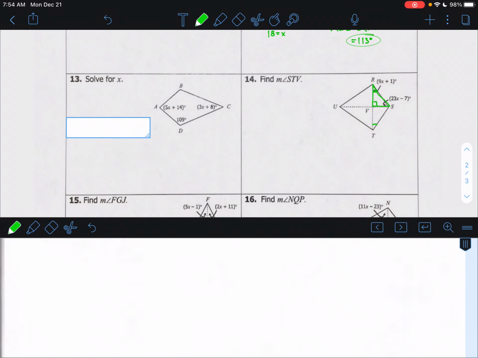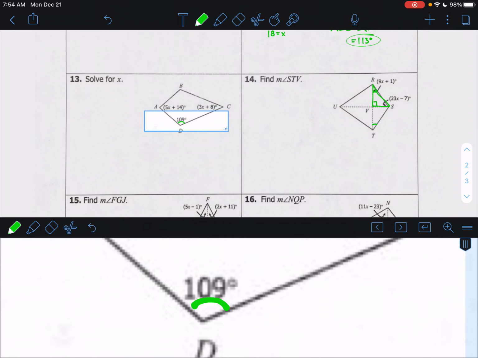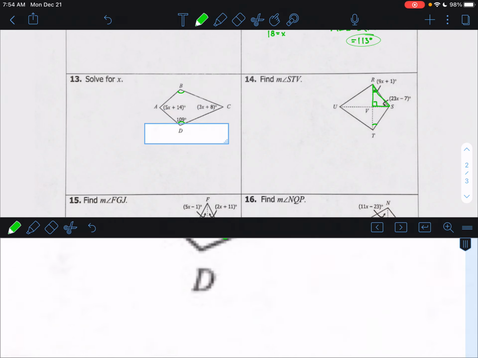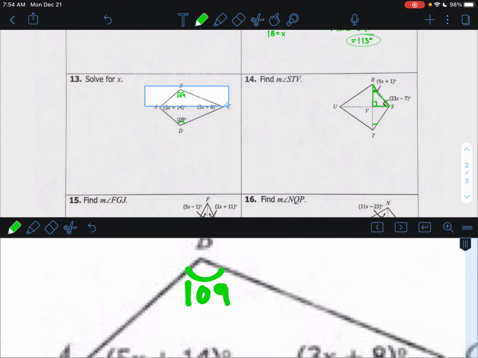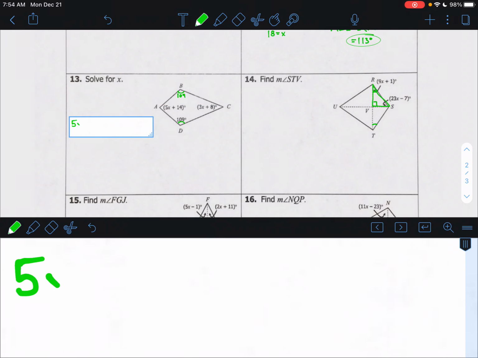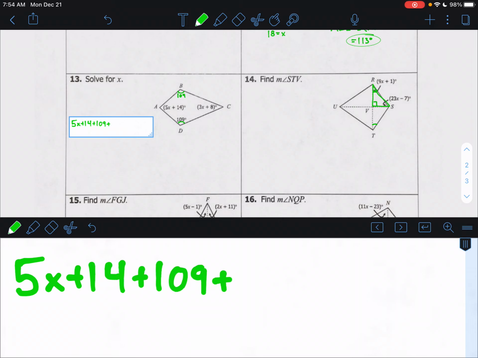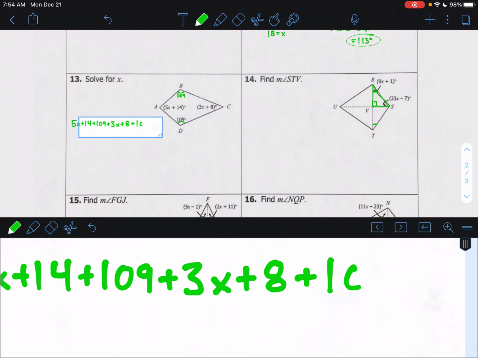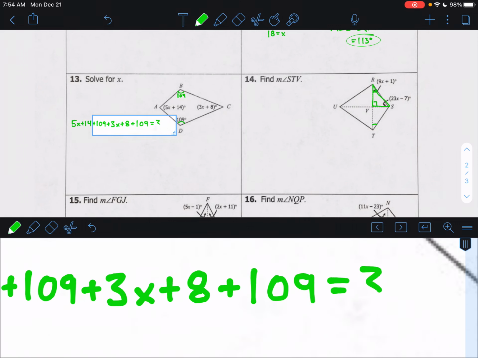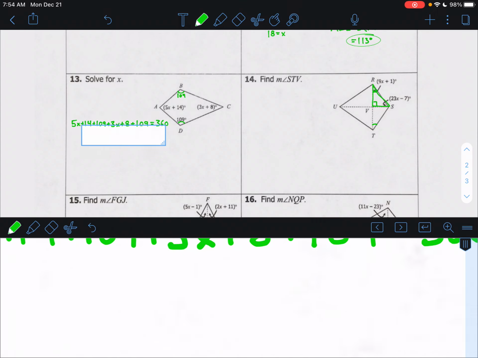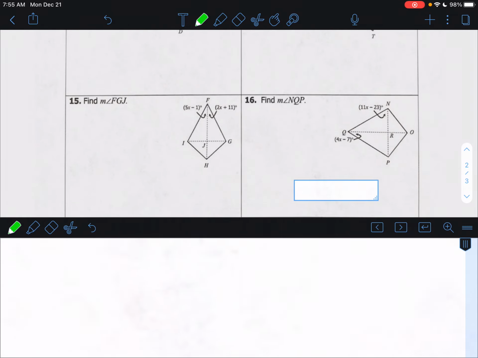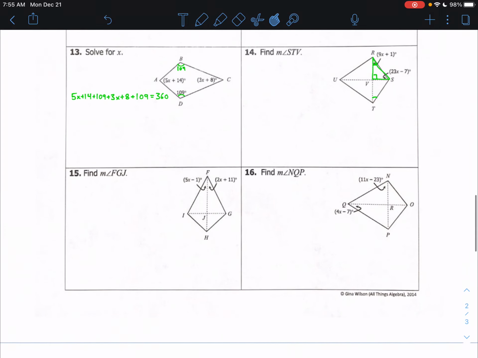Here for number 13, let's see. I know that D and B are going to be congruent, and since D is 109, B is 109. So I would set this up as 5x plus 14 plus 109 plus 3x plus 8 plus 109 equals 360, because it is a quadrilateral. And then just solve for x. Let's see. And yeah, there's those last two there.